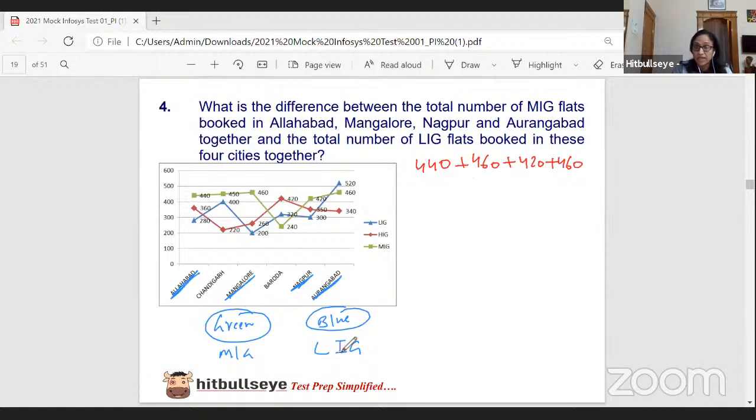Now let's note down the LIG figures, which are blue in color. So the LIG figures are what? 280. The third one, blue figure, is going to be 200. And the last two blue figures are 300 and 520. That's it. So now can you notice if any of the figures have been wrongly noted by you? So it's 440, first figure, then 460, 420, 460 again. For the next plot, it is 280, 200, 300, and 520. It's just asking for their difference. That's it. Okay, so you find the total of this, you find the total of this, and take their difference.